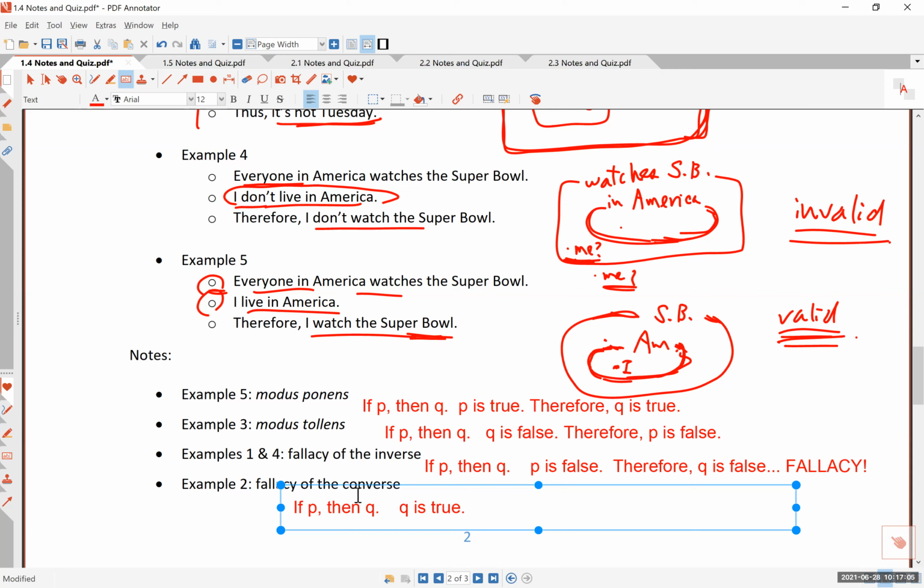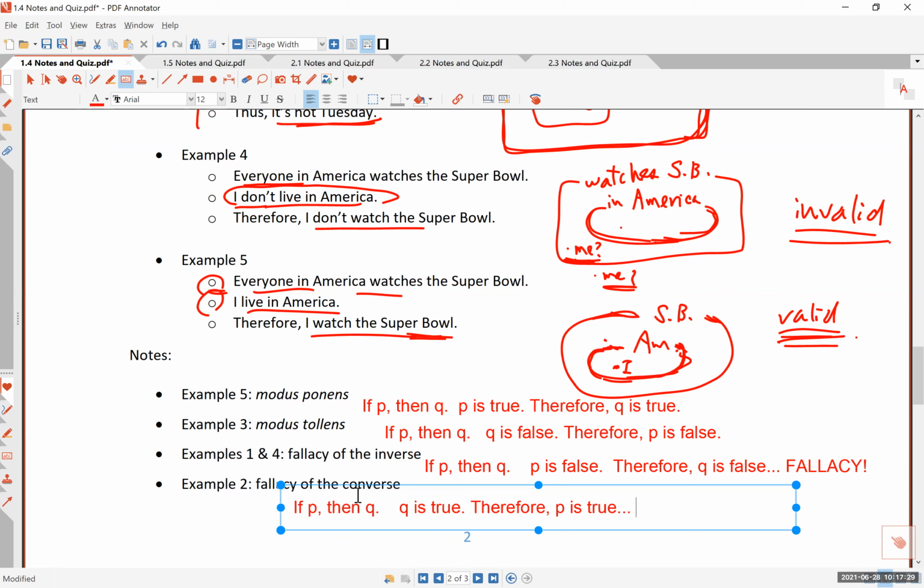Q is true. Therefore, P is true. So you can't argue this way. Again, if you live in California, you live in America. I live in America. Therefore, I live in California. No, it doesn't work that way. So just because Q is true does not mean that P is true.